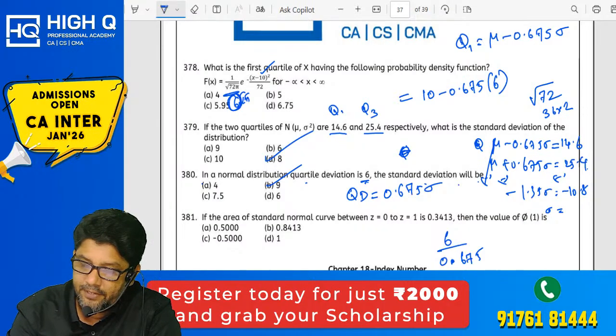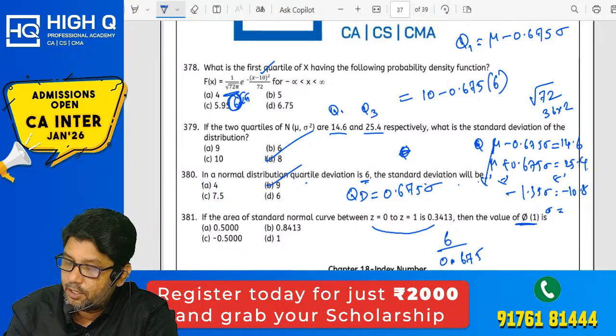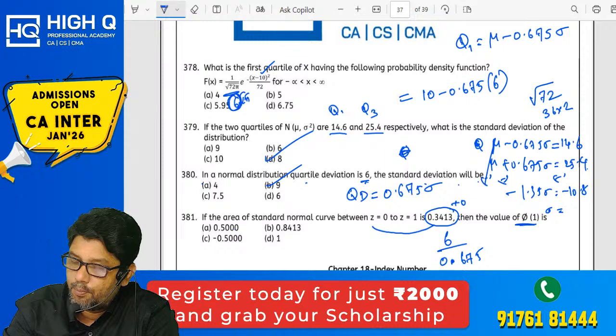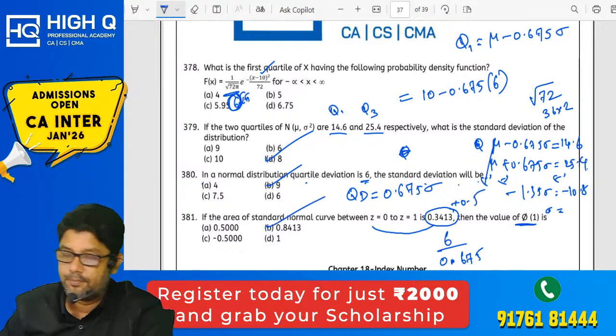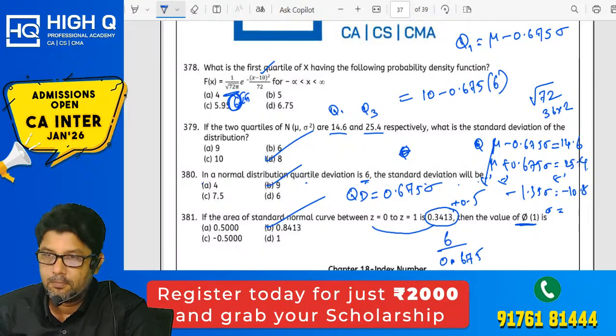Next, if the area of the standard normal curve between z and this, they ask you to find out phi of 1. Whatever value is given, add 0.5. That's your answer. 0.8413. Okay?